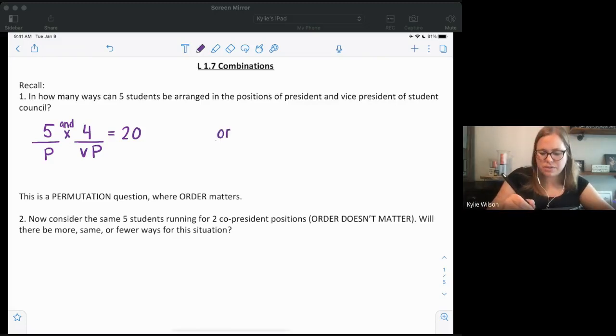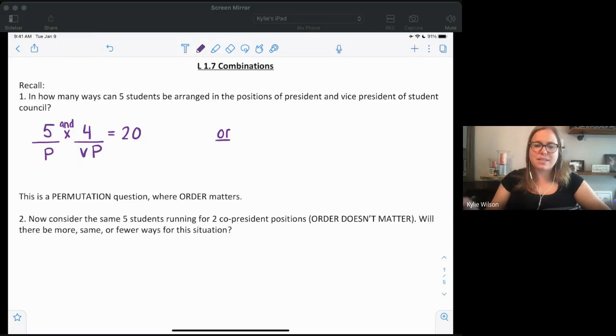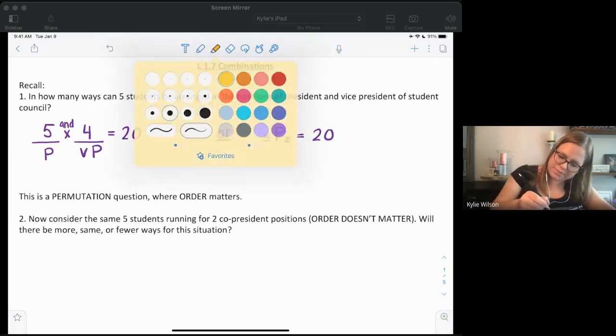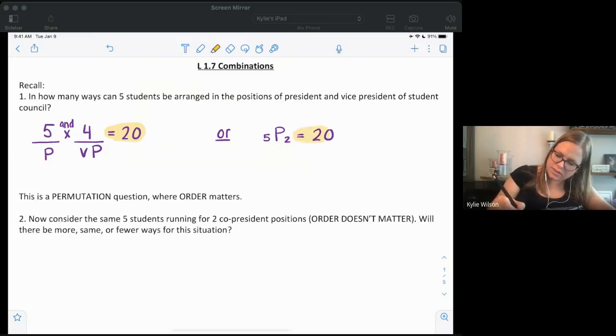Now, the other way we could have done this is we could have used a permutation, right? Because the order matters here, and having student A as president and student B as vice president is different than having student B as president and student A as vice president. So for my permutation, I have 5 students, and we're giving roles to 2 of them. So 5 permute 2 is going to give us 20. So either way you do it, you should end up with 20. Just like that.